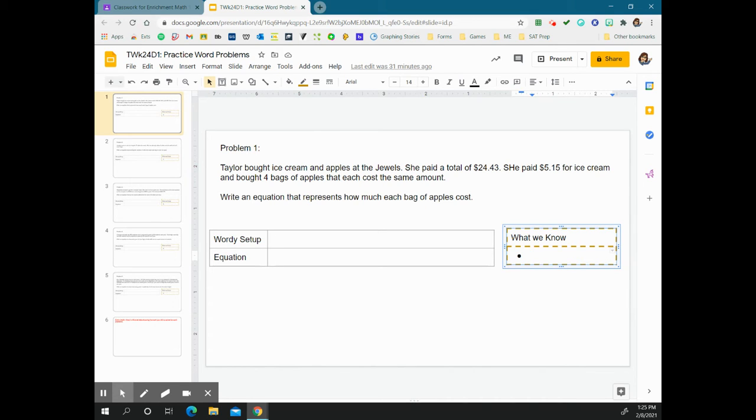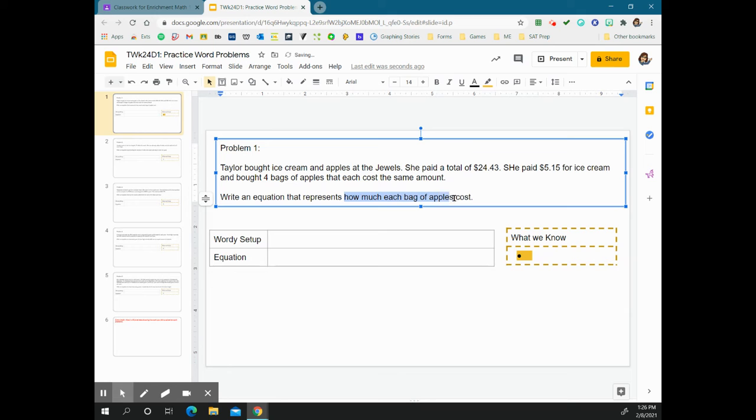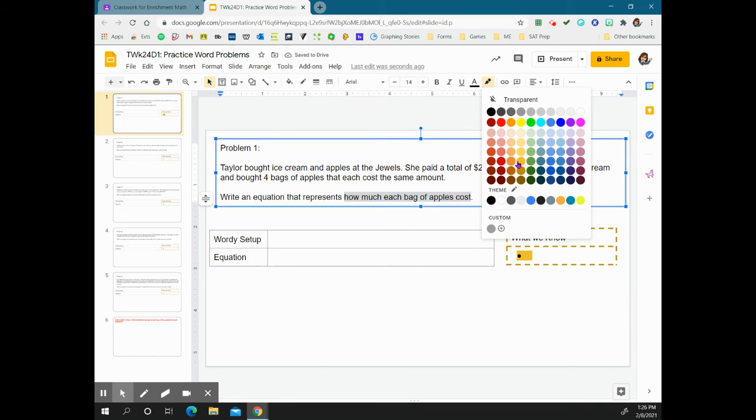So let's talk about Taylor. Taylor bought ice cream and apples at Jewel's, and she paid $24.43. She paid $5.15 for ice cream and bought 4 bags of apples that each cost the same amount. We're going to write an equation that represents how much each bag of apples cost. So we are trying to figure out how much each bag of apples cost.